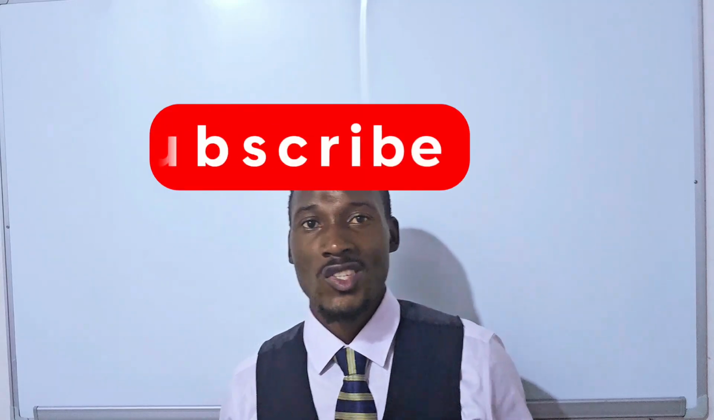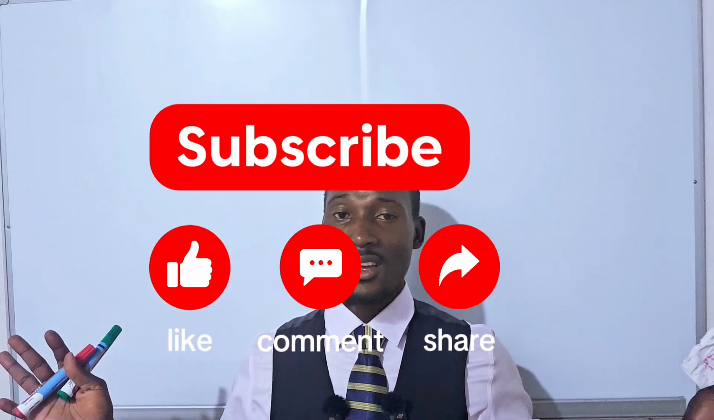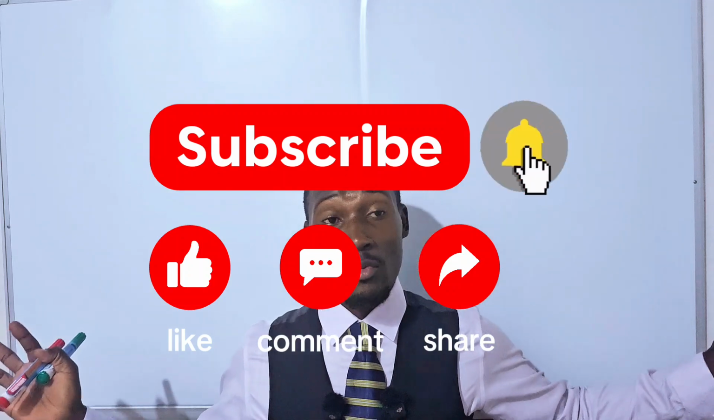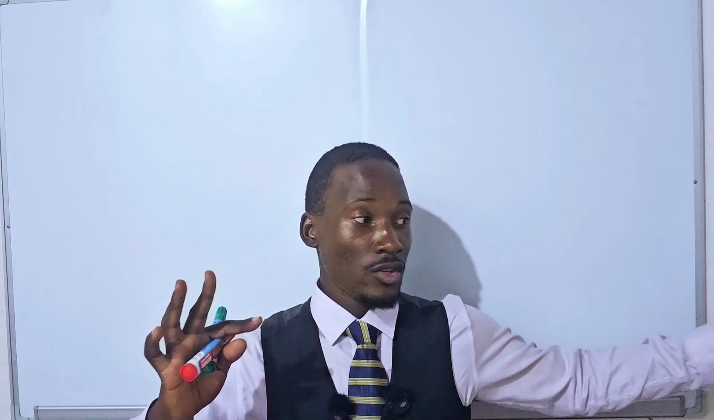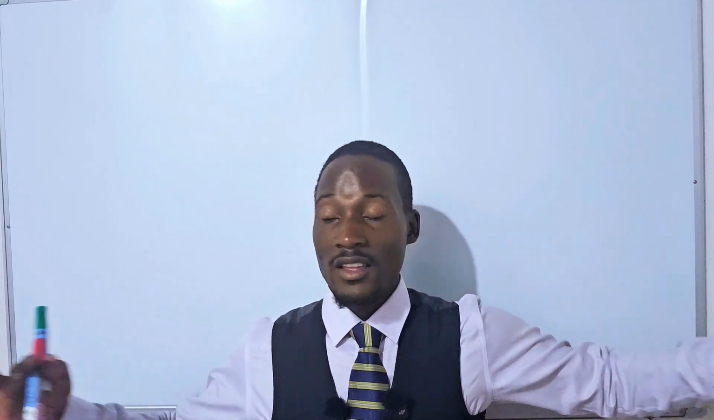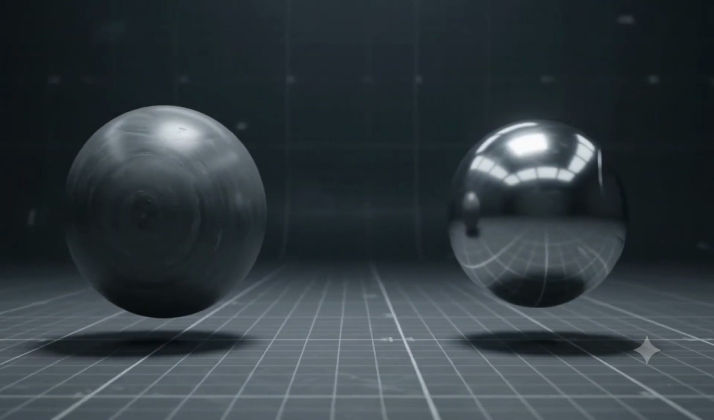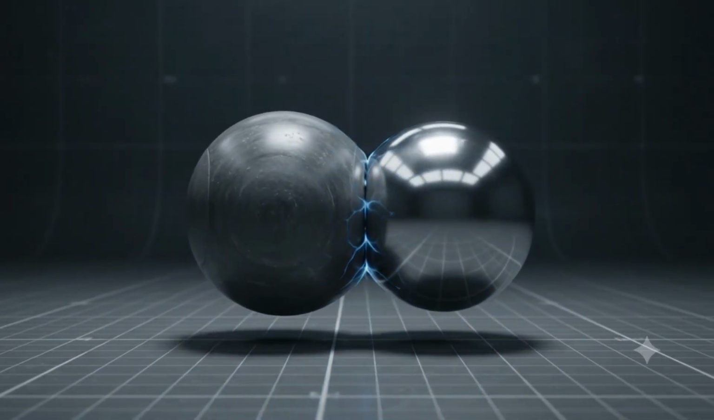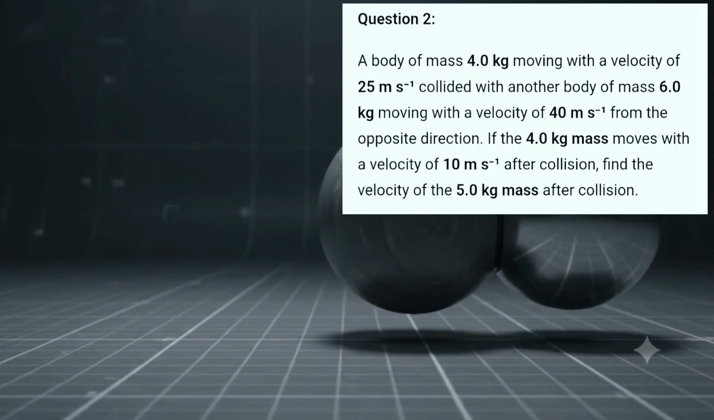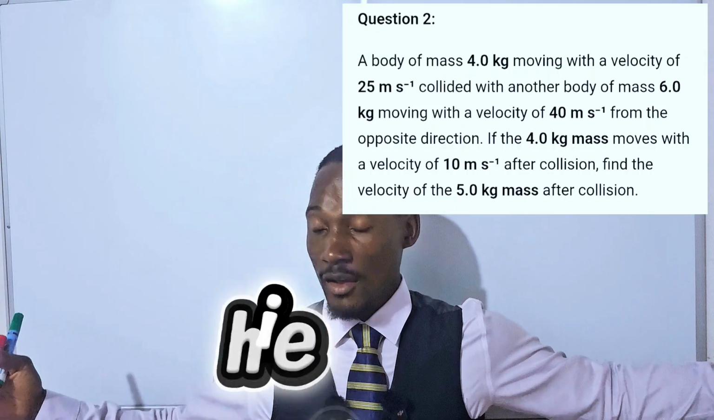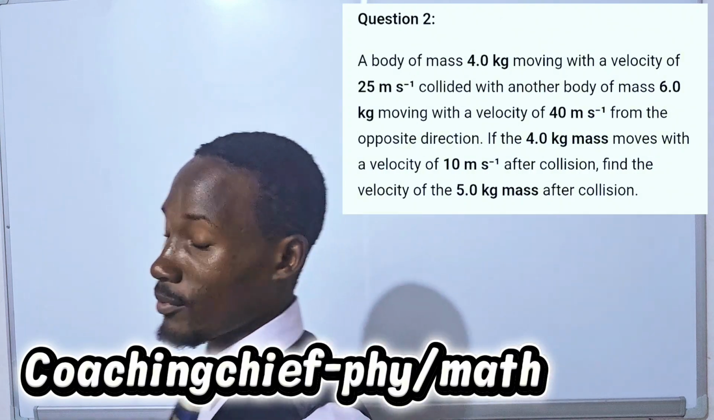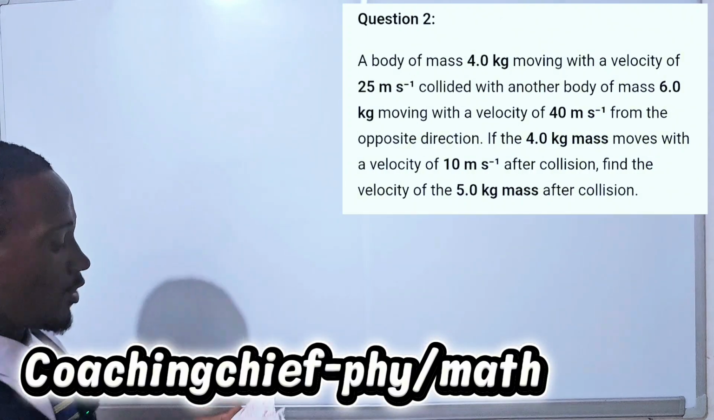In this case, you are going to see a scenario where these two bodies are approaching each other from opposite direction. One body is moving towards the other. They are coming towards the other from opposite direction. Now, look at that question there.